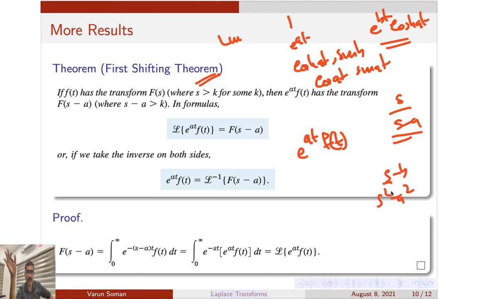Similarly, e raised to bt into cos at, sin at, etc. So your table has now become bigger, and one more function is left for our table. With that, our table is complete, and then we can straight away go for applications. So the purpose of this session is actually constructing a table which we will be using in our further applications.